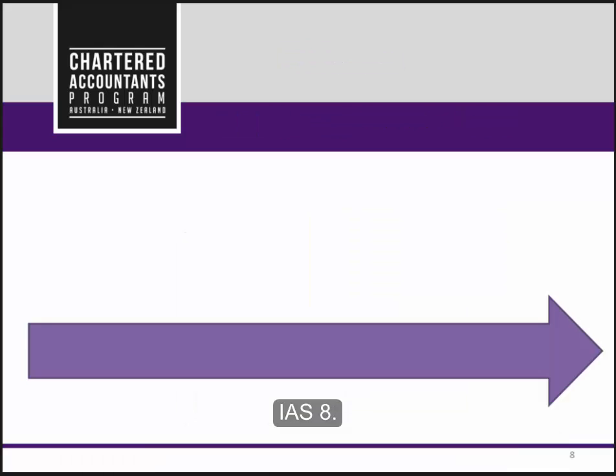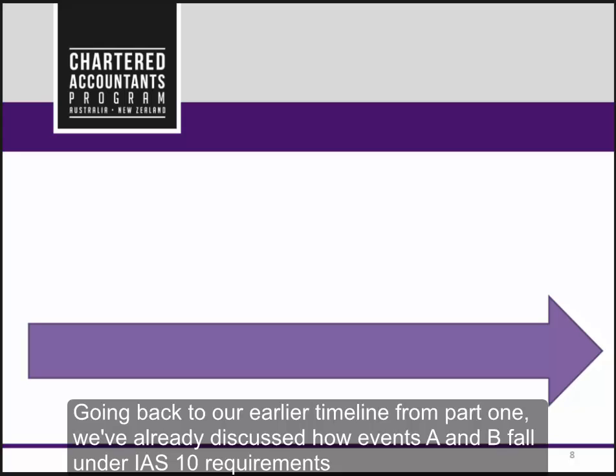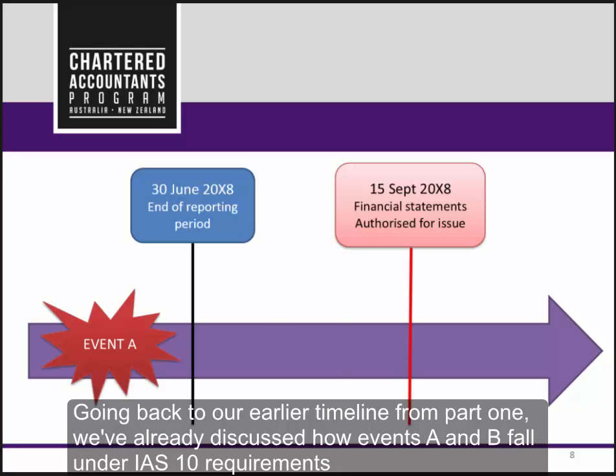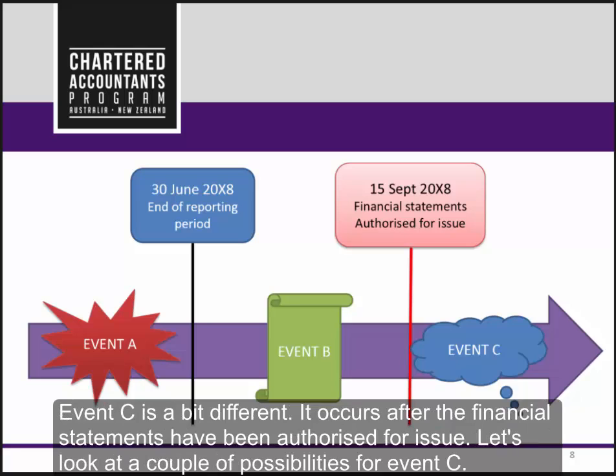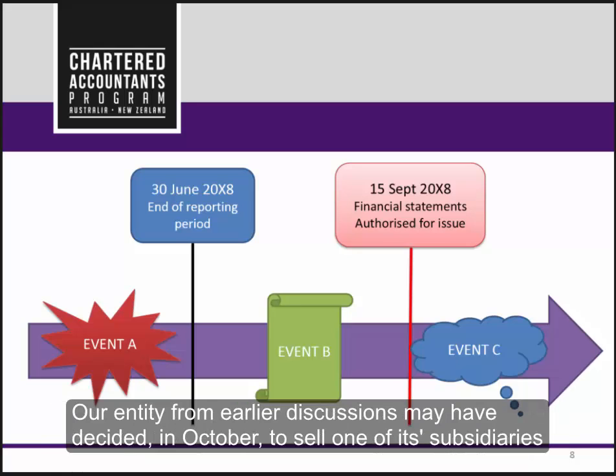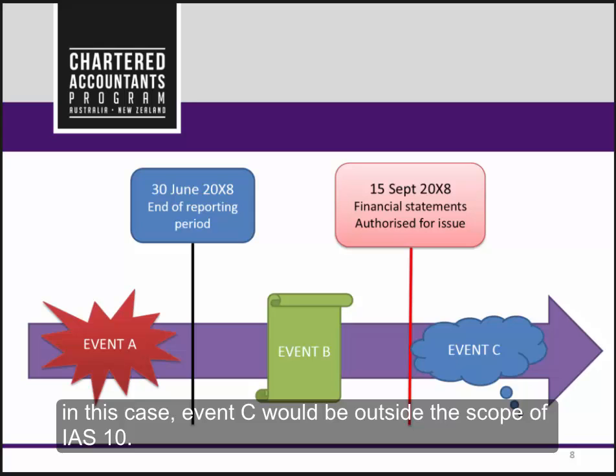Going back to our earlier timeline from part 1, we've already discussed how events A and B fall under IAS 10 requirements. Event C is a bit different. It occurs after the financial statements have been authorised for issue. Let's look at a couple of possibilities for Event C. Our entity from earlier discussions may have decided in October to sell one of its subsidiaries. In this case, Event C would be outside the scope of IAS 10.